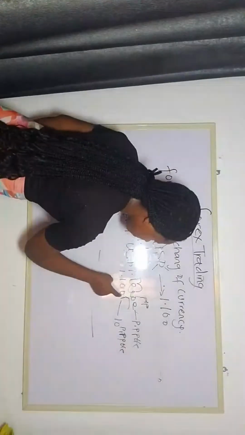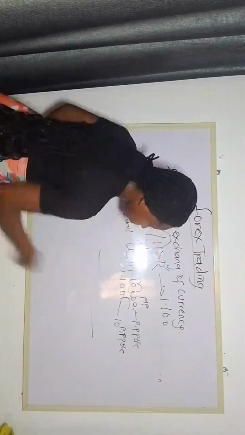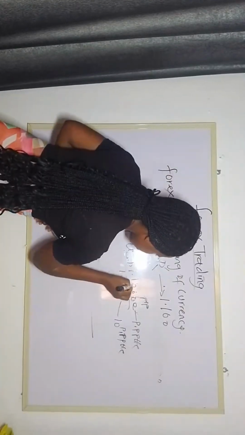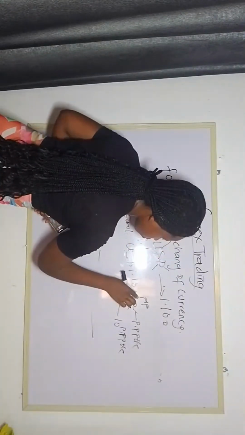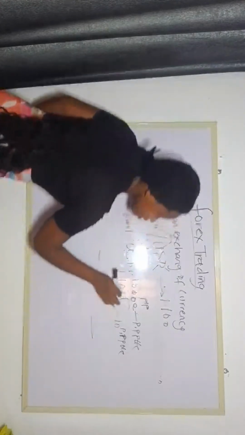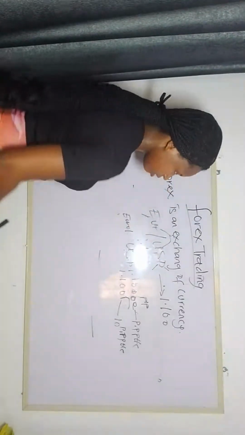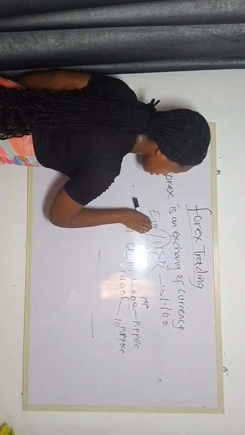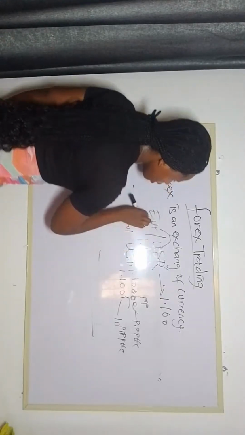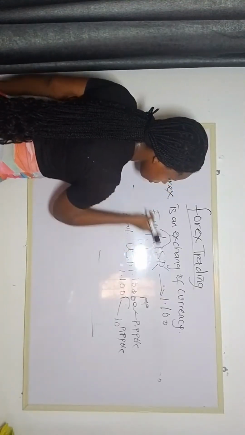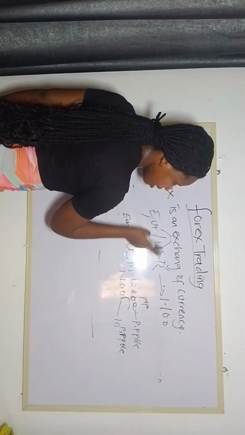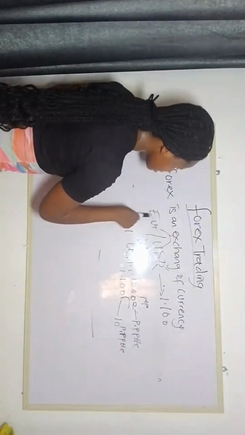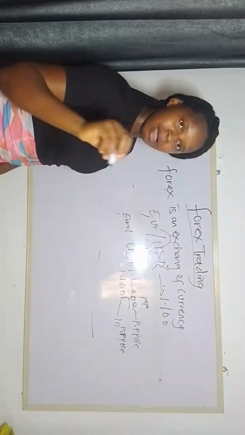So 1 pip, okay, this is 1 pip, just like here. Let me clean this so that you understand. 1, 2, 3. So this is 1 pip. So 10 pipettes make 1 pip. Do you understand? So now when you say this is euro and this is USD, when you pair these two currencies, you are saying that euro will be greater than USD. That is when you buy. Selling and buying are different.